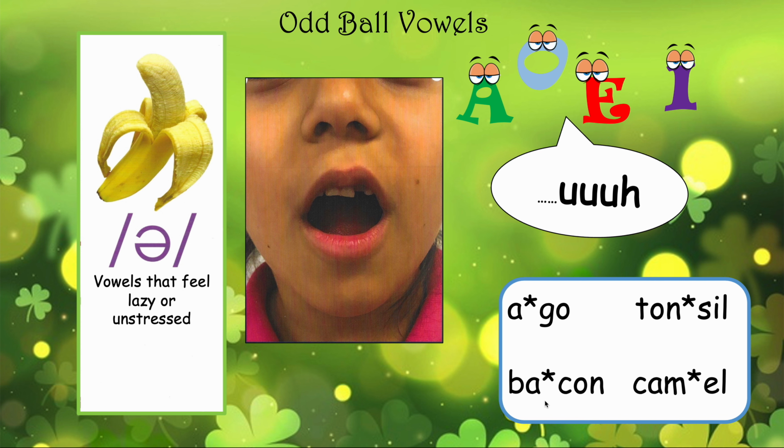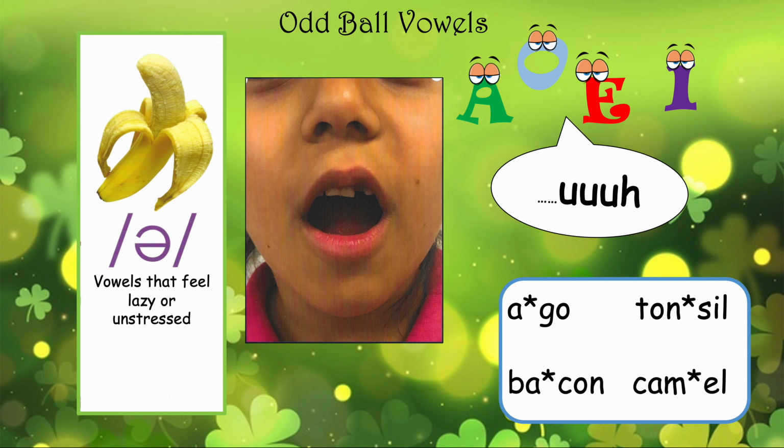Okay, so let's take a look at some of our oddballs. Uh is our schwa in the unstressed or unaccented part of the word. And a fun thing to tell students is that it makes the vowels lazy.